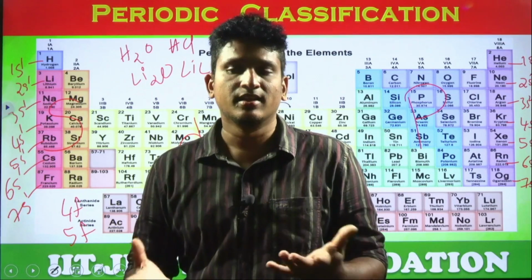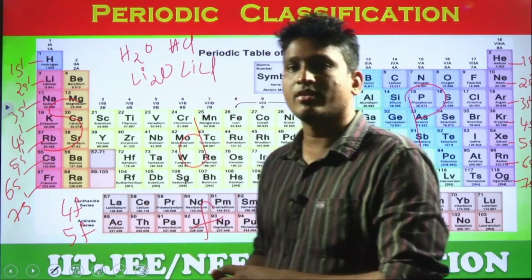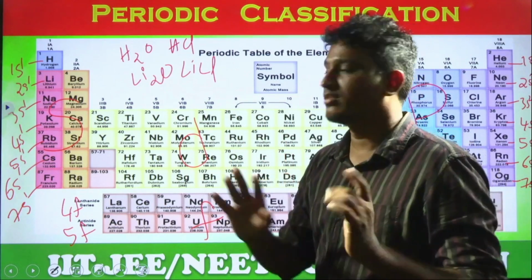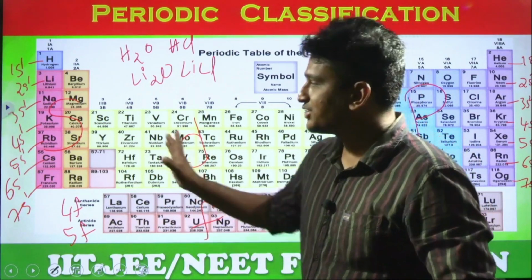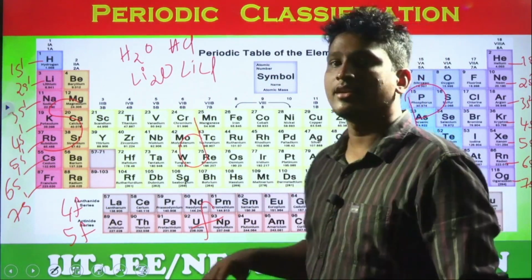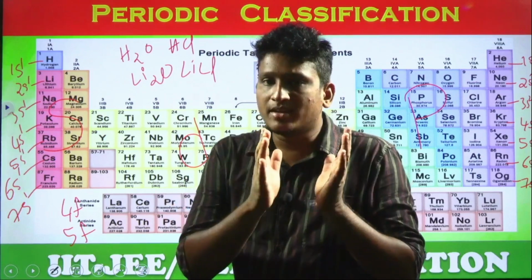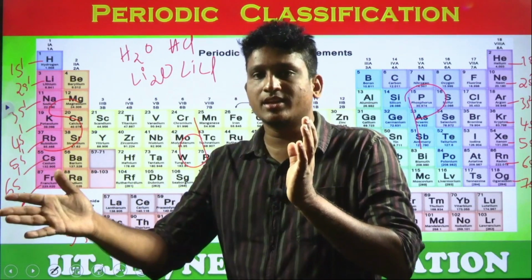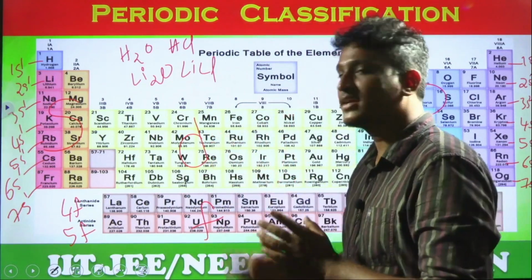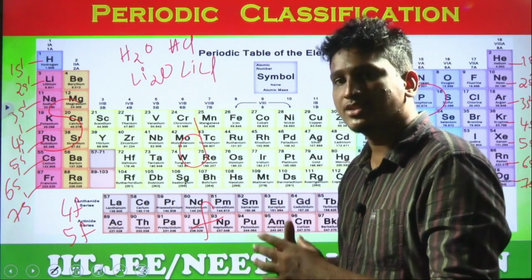Transition meaning something is changing. What is changing in the periodic table? Metallic nature to the non-metallic nature is changing. You can see the left to right. Extreme left side metals are there. Here moderate metals are there. Extreme right side non-metals are there. That means from left to right, elements are changing from metallic nature to the non-metallic nature. Yes or no? The transition is taking place or not? Through this D block. That's why they are called as transitional elements or transitional metals.